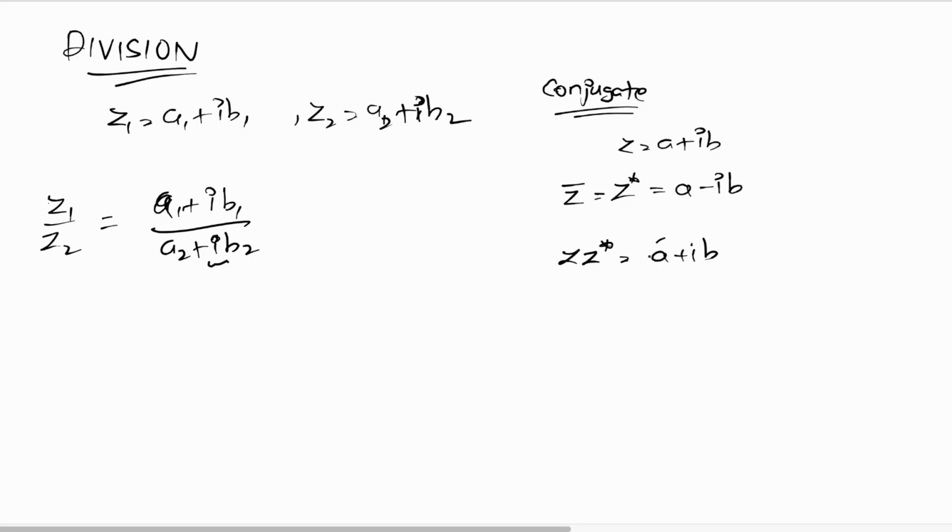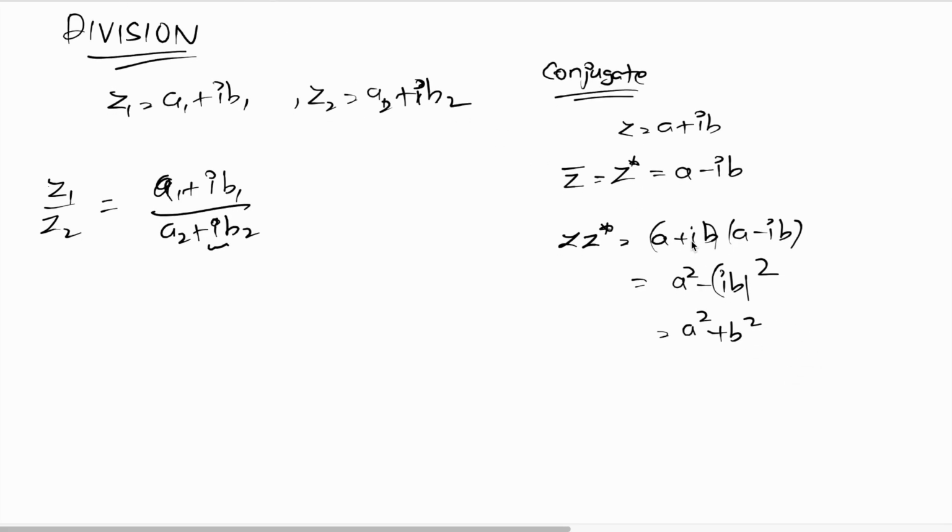a plus ib into a minus ib. Now this expansion is pretty straightforward because it's of the form a plus b, a minus b, which gives you a squared minus b squared, which will give me a squared plus b squared, which is nothing but, okay, modulus I'll introduce later.